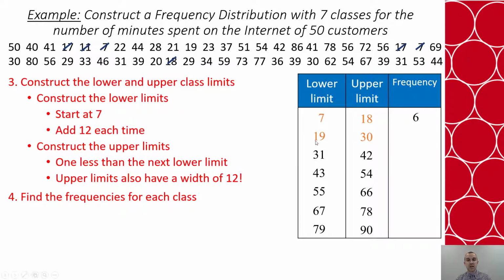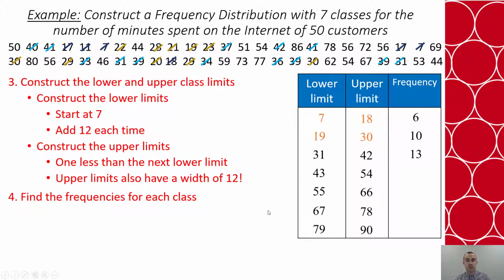Next one, I'm looking for any number from 19 to 30 included. So I have 1, 2, 3, 4, 5, 6, 7, 8, 9, 10. So there's 10 total. Then I'm going to go 31 to 42, just going left to right. So I got 1, 2, 3, 4, 5, 6, 7, 8, 9, 10, 11, 12, 13. So I have 13 in that frequency.